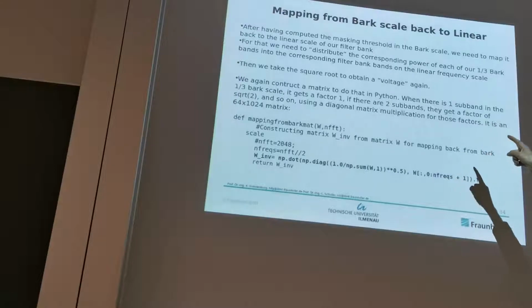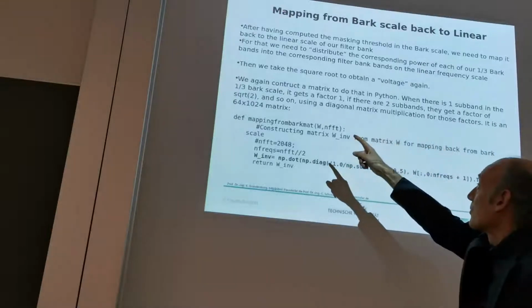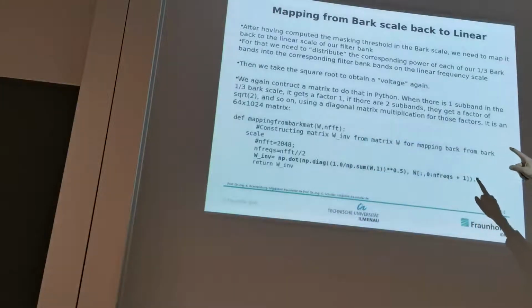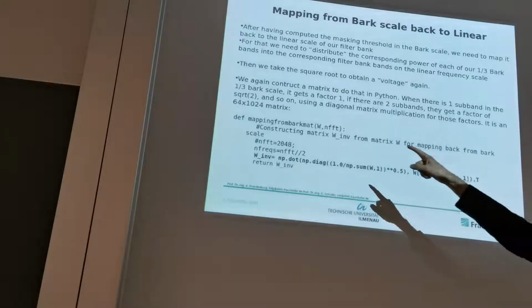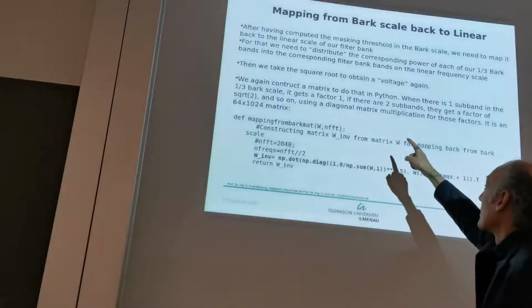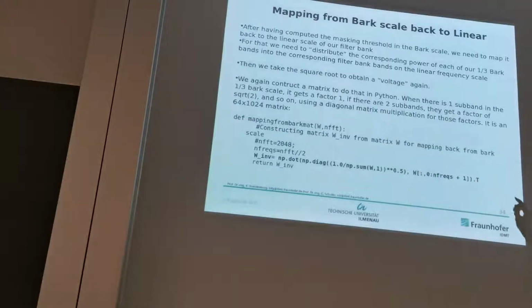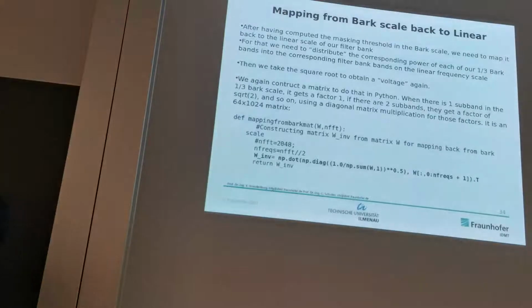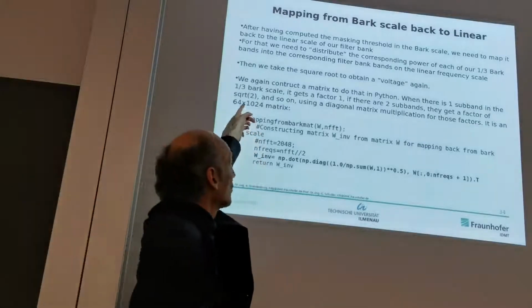Right? So when there is 1 subband in the 1/3 bark scale, it gets a factor of 1. If there are 2 subbands, they get a factor of square root of 2 and so on, using a diagonal matrix multiplication for those factors. So this is because we want to keep the energy, right? If you have an energy in 1 bark band, we want to keep this energy even if we distribute it over several linear subbands. And that's why we need to scale it accordingly.